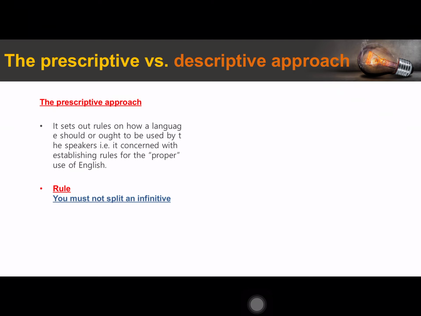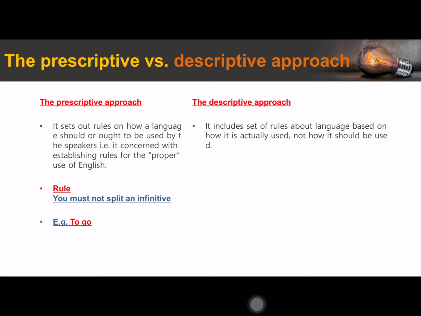One of these rules is you must not split an infinitive, which means that no word should be inserted between to and the base form. Example, to go. Here, according to the prescriptive approach, no word should be inserted between to and go. This is according to the prescriptive approach, which is based on the Latin language.